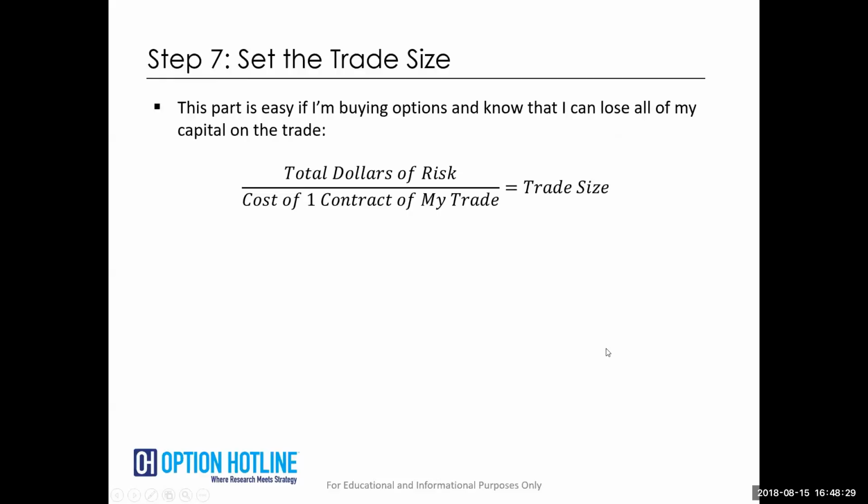Now, finally, I've got this structure. I know how much money I want to risk, and this is the simplest part of the game. I know the structure. I know what it costs to put on my trade. Let's say I just want to buy a call, and that call is 50 cents. Well, once I apply the 100 multiplier, that means $50 per contract. So if my total risk was, say, $1,000, and my call costs $50, I get to do it 20 times.